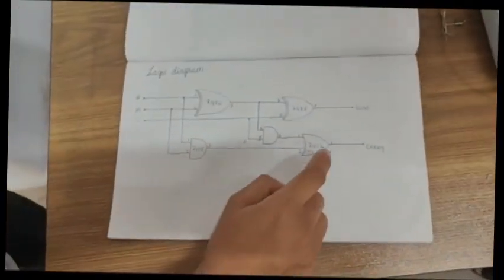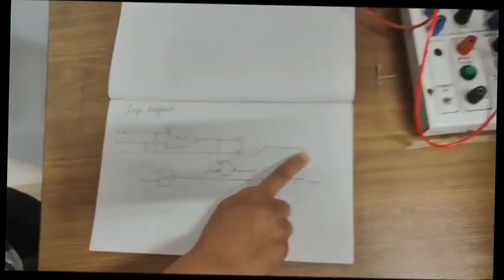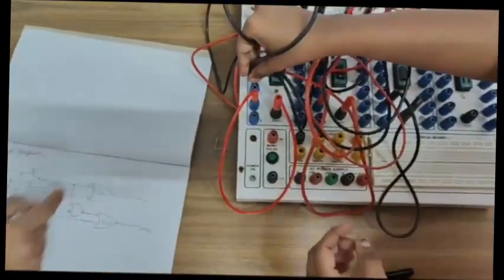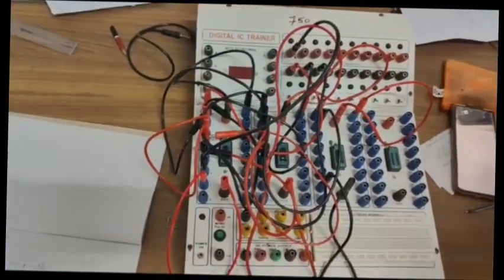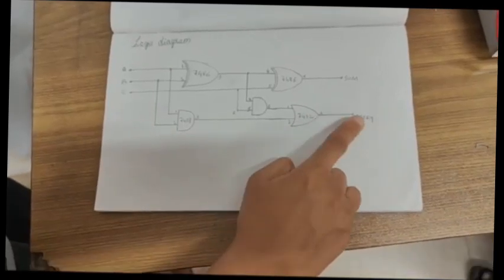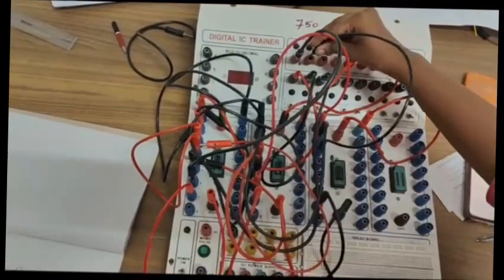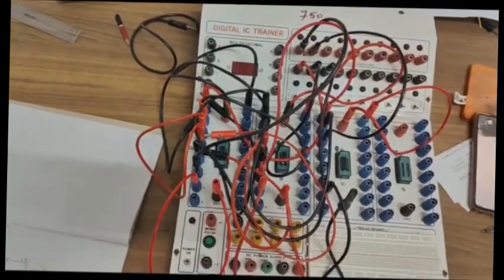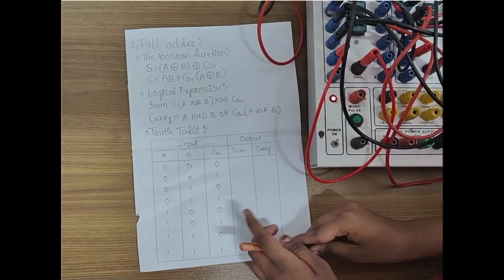XOR gate 6 is connected to output, that is sum, and OR gate output is connected to carry. This completes the circuit connection for full adder. This is verification of truth table for full adder.